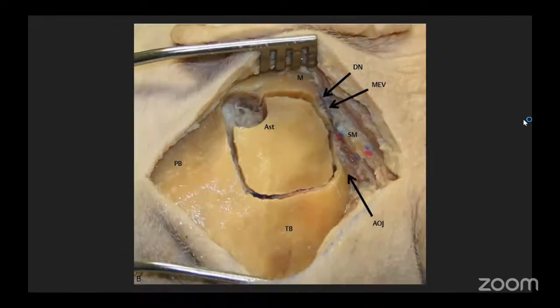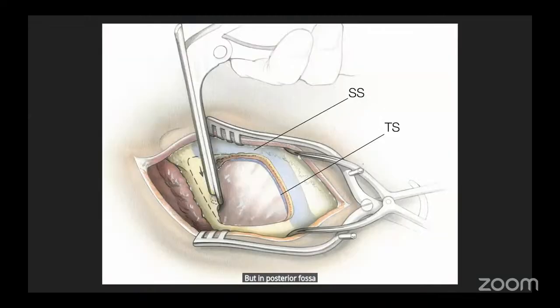They have raised a beautiful flap in this cadaveric dissection. You can see, and this can be placed very, very beautifully. But in the posterior fossa, it's not a good idea. Posterior fossa is not a forgiving space. This is another image, an illustration from the Neurosurgical Atlas, and I believe it shows whatever we have discussed so far. Then again, you can see their craniotomy margins are closely following the transverse sinus and the sigmoid sinus.